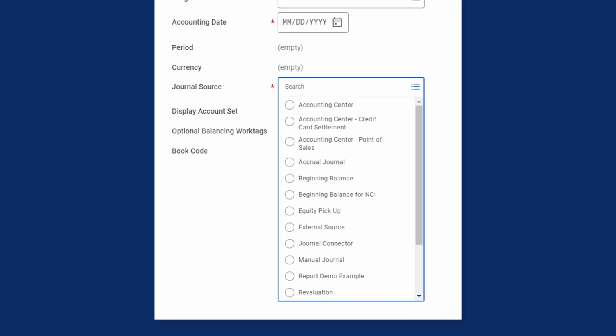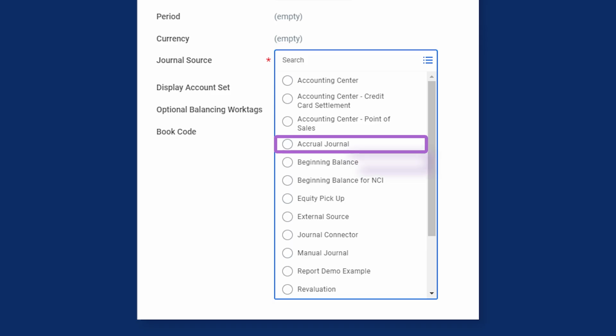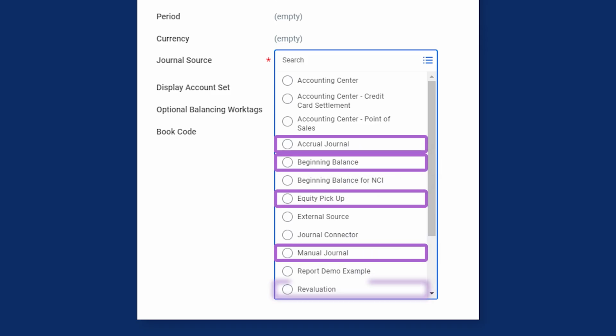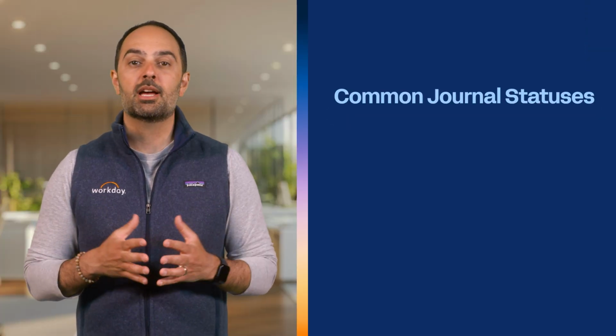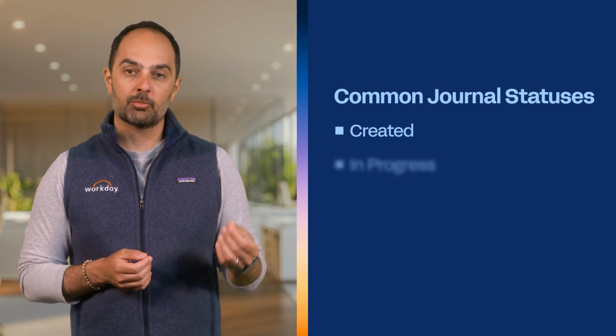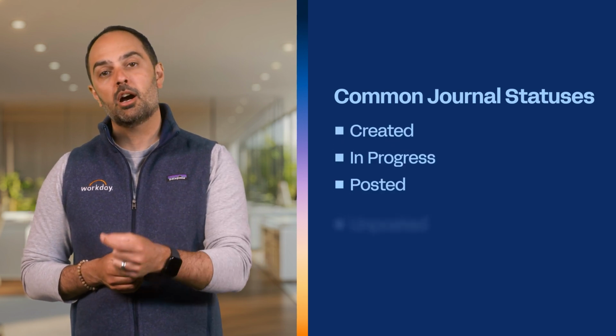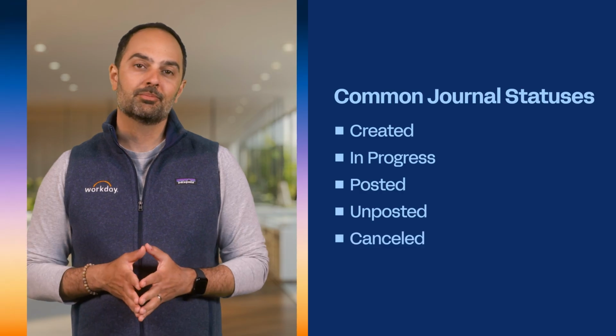Common journal sources include accrual journal, beginning balance, equity pickup, manual journal, and revaluation. Workday provides multiple statuses for journal documents to allow you to track the preliminary creation, approval, and cancellation of journal documents. The status determines the operations that you can perform on a specific journal. Some common journal statuses include created, in progress, posted, unposted, and canceled.